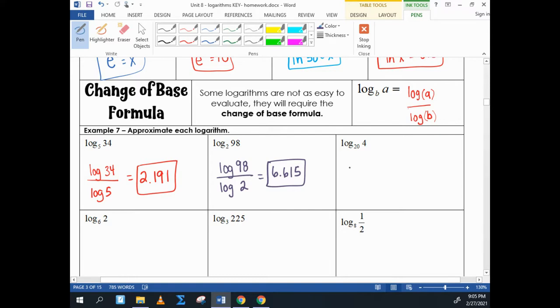Okay, let's try this one in the calculator. Log of 4 divided by the log of 20. And plug it in. So log of 4, close parentheses, divided by the log of 20. And I have 0.463. And this one makes sense too. They're saying 20 to what power is 4. Since it's a smaller number, you're going to have a number less than 1.